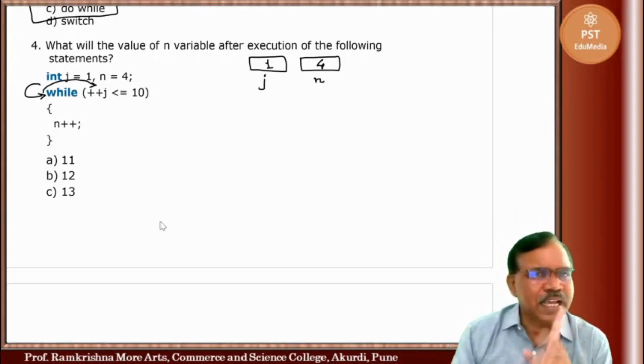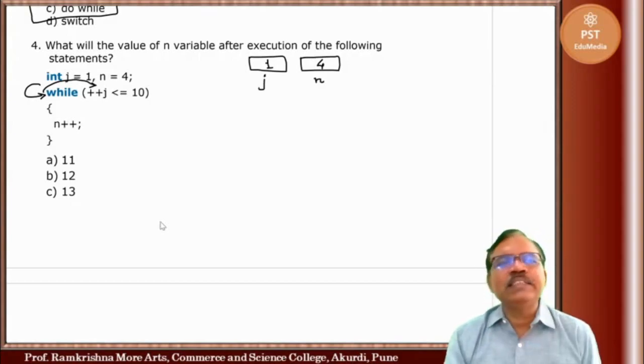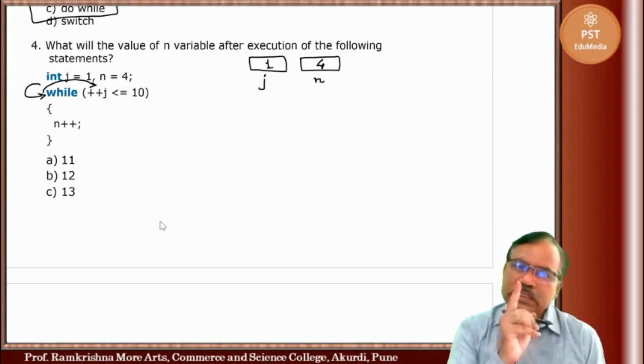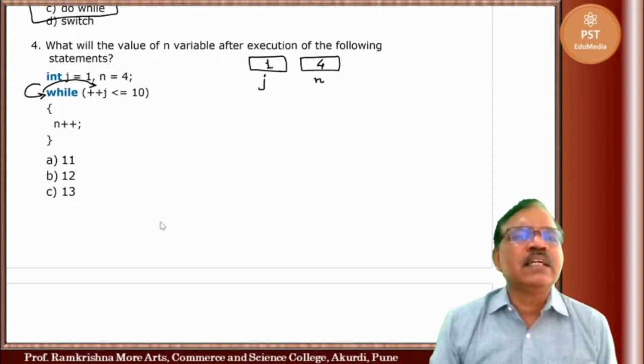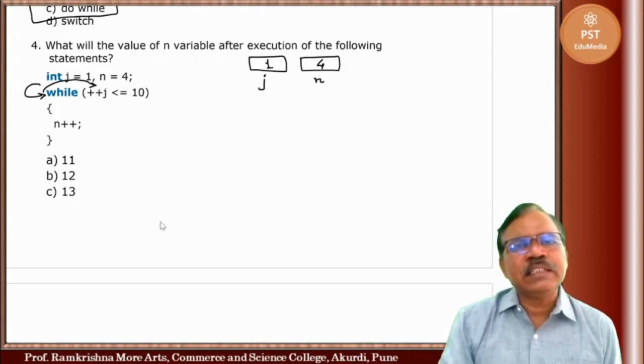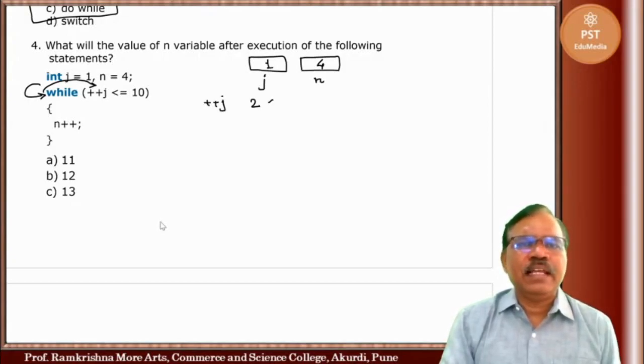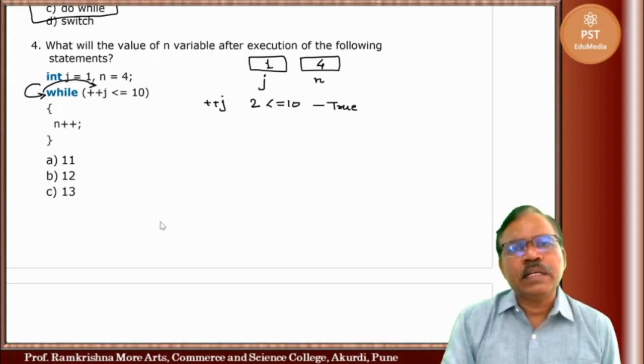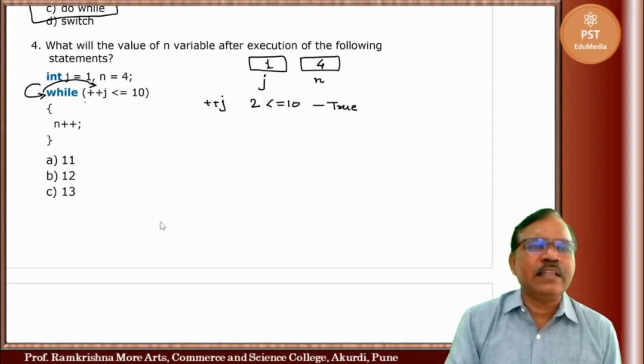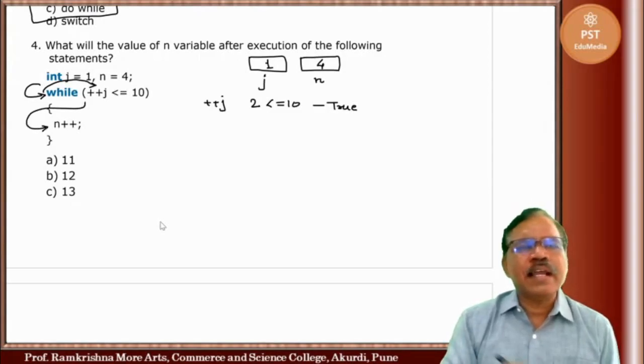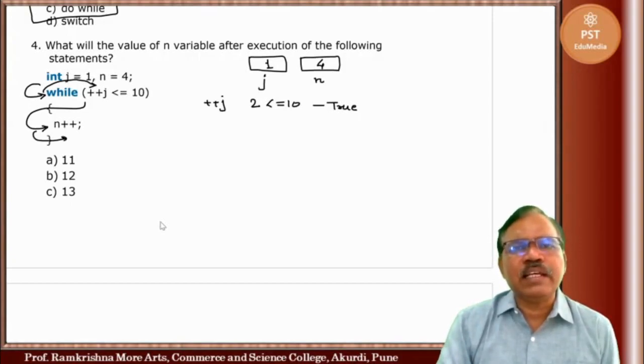Plus plus j less than or equal to 10. Plus plus j means pre-increment. So first j is increased and then expression is executed. So j is increased means j will become 2 because we have plus plus j, and then it will check with 10, less than or equal to 10. It is now true. So it will enter in the loop, and n plus plus, and then it will come. N plus plus means n will increase by 1. So n will become 5.